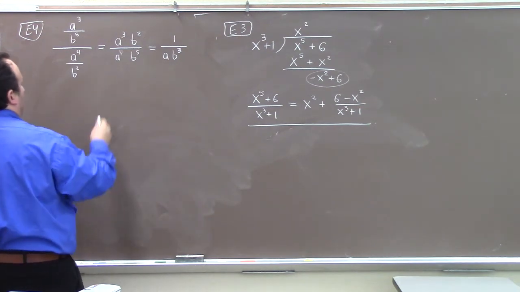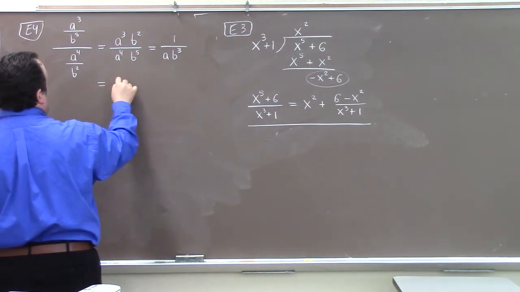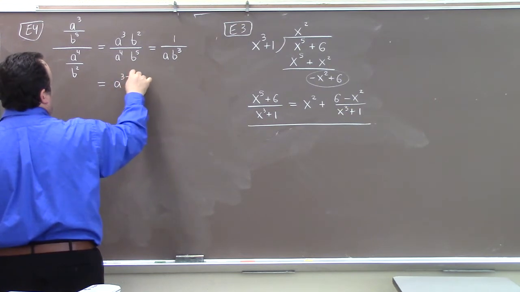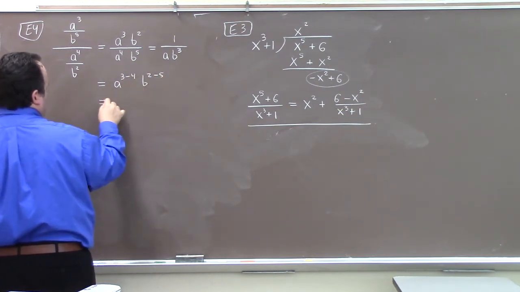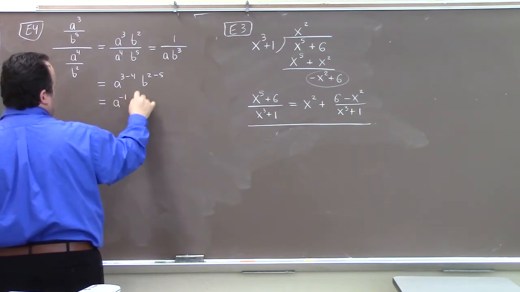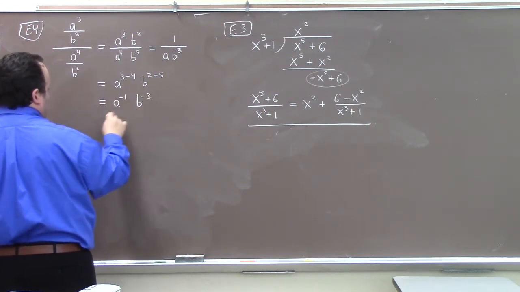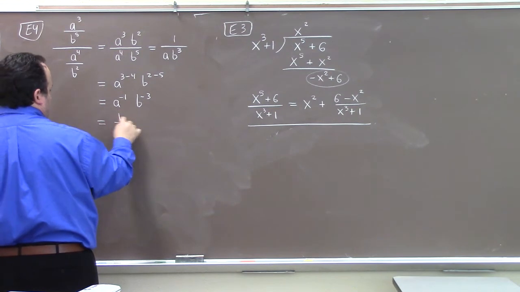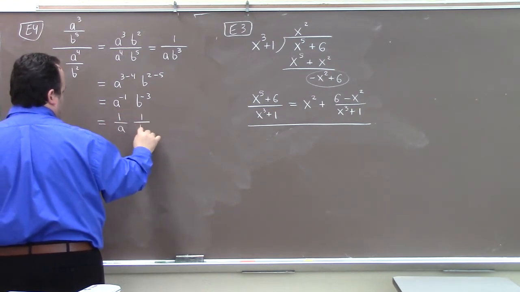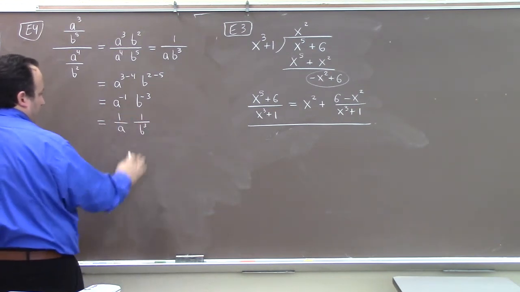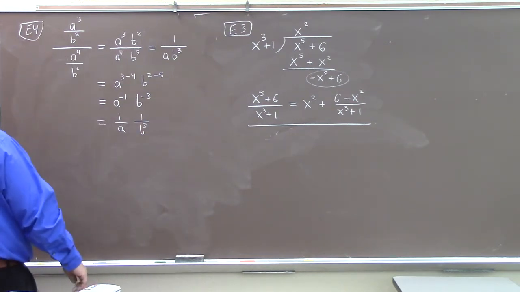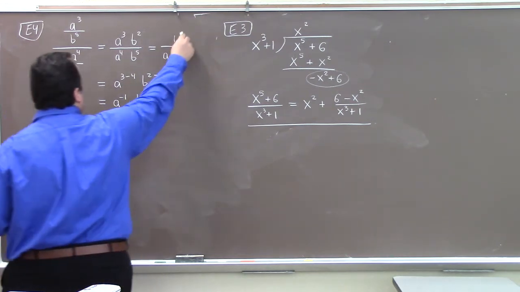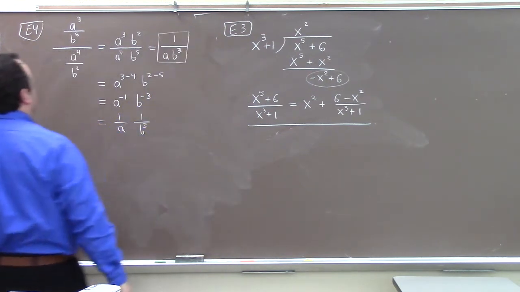So if you like, I could do it this way. a to the 3 minus 4, b to the 2 minus 5, a to the minus 1, b to the minus 3. Or you could do it 1 over a, 1 over b cubed. There's a lot of different things we could write here. The book thinks that this is the answer, so there you go.